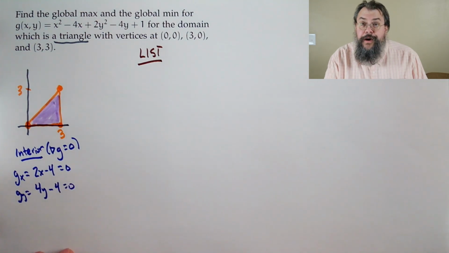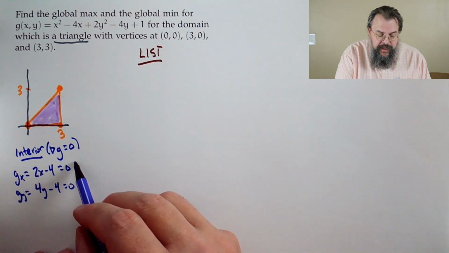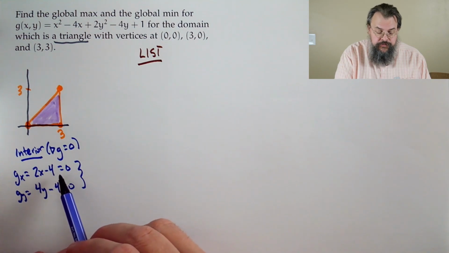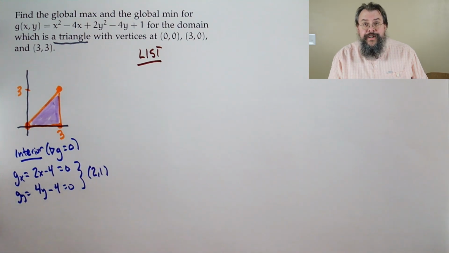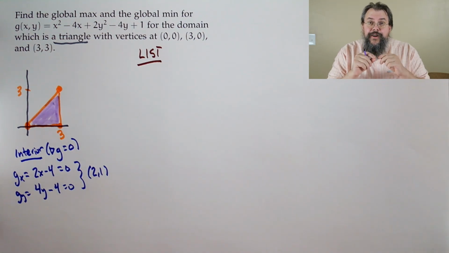Well, I think these can be solved. In fact, look, there's really no interchange between x and y. So it says, hey, x equals 2 and y equals 1. (2, 1). Good, good. Well, progress, right? Yeah, of course. It's good progress. We now know where to look on the interior.